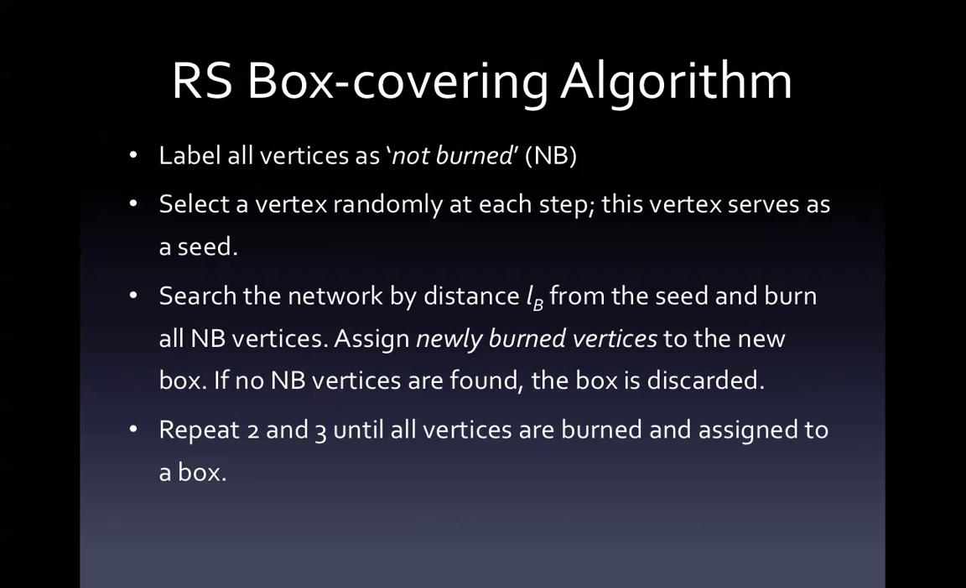So here's the algorithm. We label all the vertices as not burned, just the label, and we select a vertex randomly at each step. This vertex is going to be a seed, and we'll see what that means in a second. The seed is where you branch off from, where you start. So we search the network by a distance LB. LB is your predefined distance. It could be 2 hops, 3 hops, however many nodes are this many hops away from the seed. And we burn all of the not burned vertices. So in the first iteration, everything that you reach will be burned. And now these vertices that you just burned are going to be put into a box. And that is how you construct your boxes.